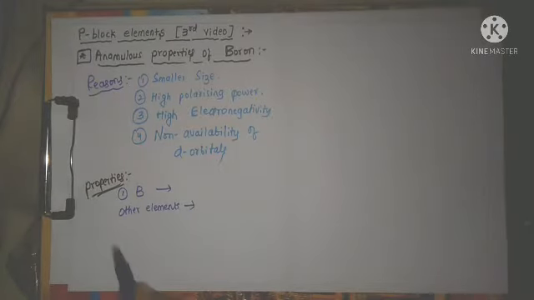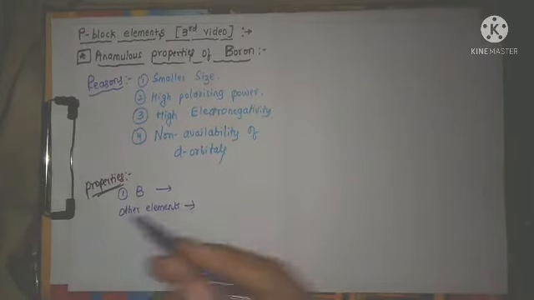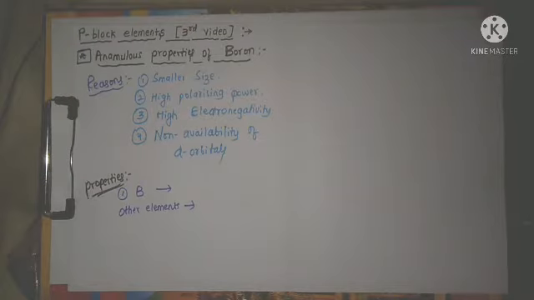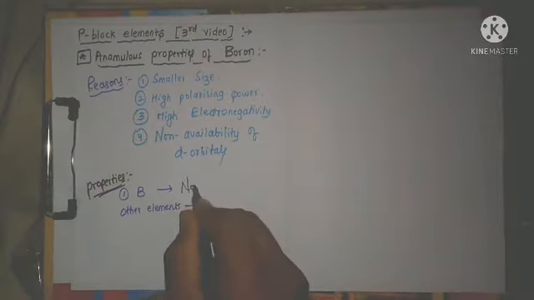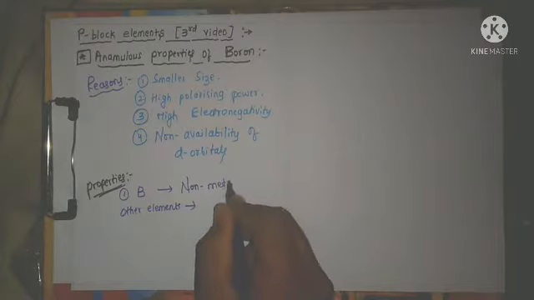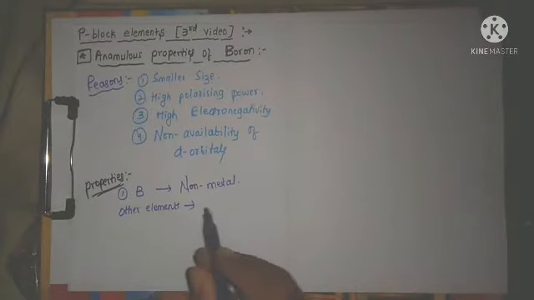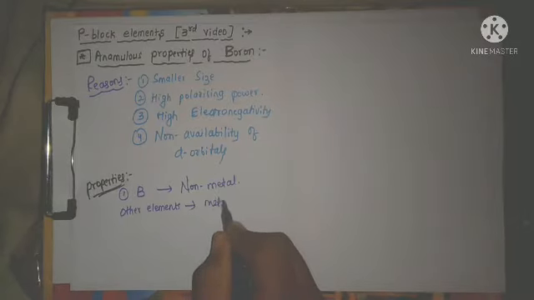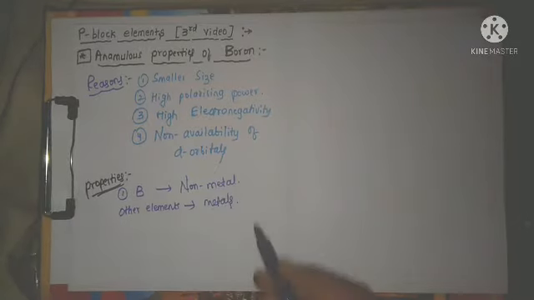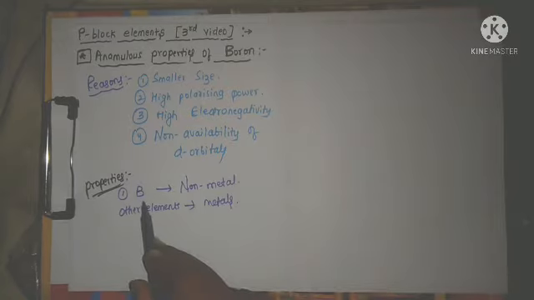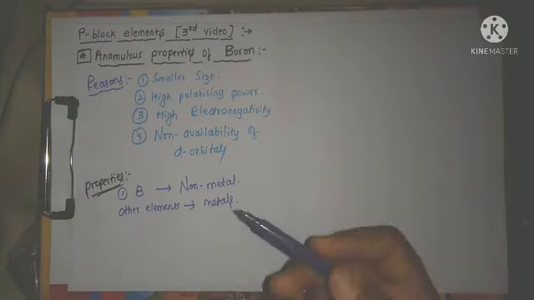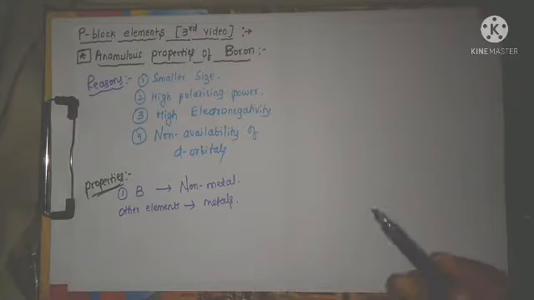Now if you check, boron is a non-metal. Boron is non-metallic in nature, whereas the other elements are metallic in nature, means they are metals. The first anomalous property, the first different property, is that boron is a non-metal while the other elements in the same group are metals.